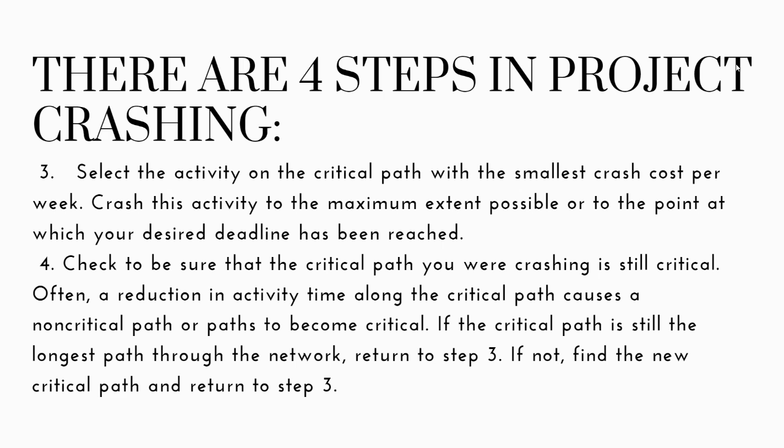The third step is select the activity on the critical path with the smallest crash cost per week. Crash this activity to the maximum extent possible or to the point at which your desired deadline has been reached. Check to be sure that the critical path you are crashing is still critical. Often, a reduction in activity time along the critical path causes a non-critical path or paths to become critical. If the critical path is the longest path through the network, return to step 3. If not, find the new critical path and return to step 3.